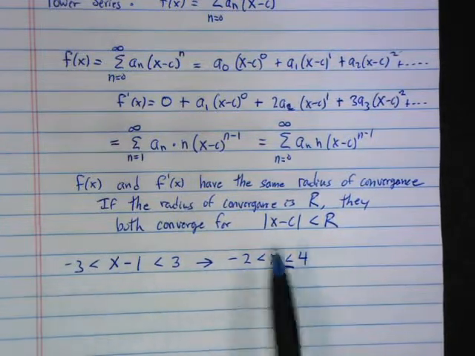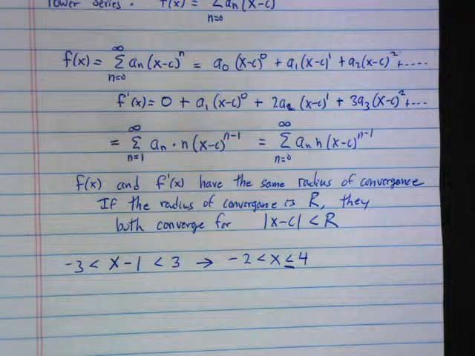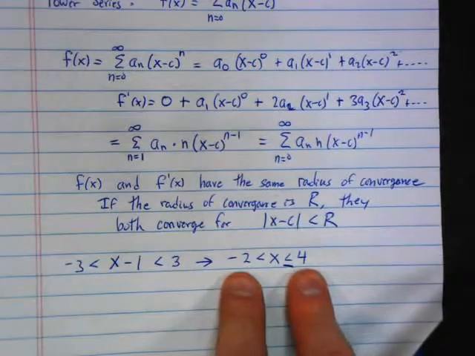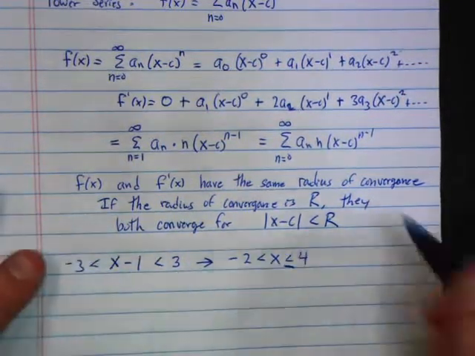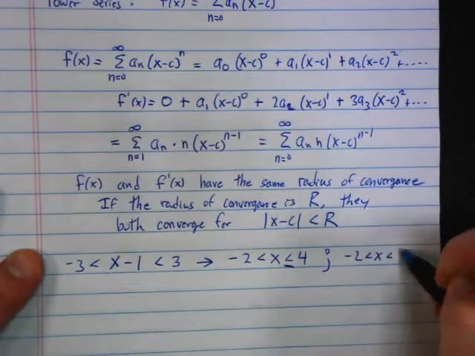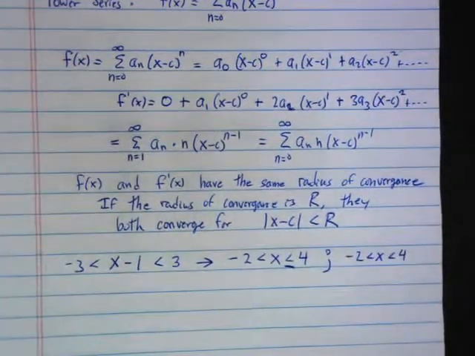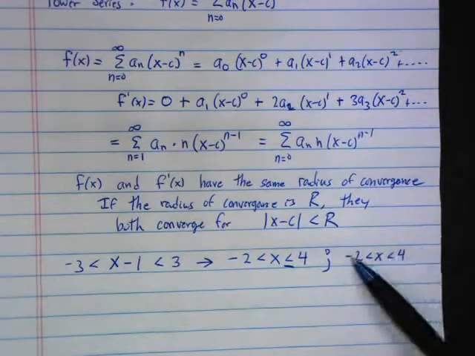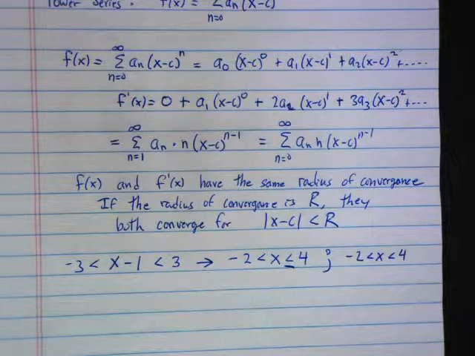But you're guaranteed, if the original function converged on negative 2 less than x less than or equal to 4, then you would be absolutely guaranteed that the derivative would converge on negative 2 less than x less than 4. You would just need to check the derivative, check each endpoint, and see if it converges there or not. Okay?